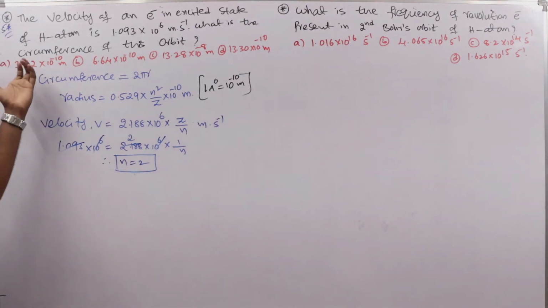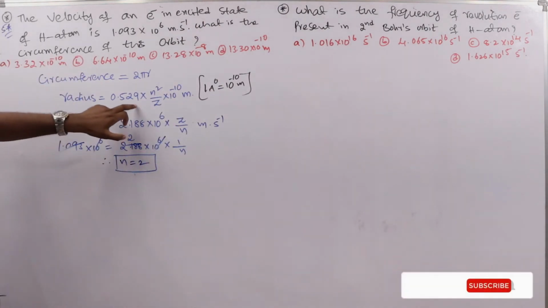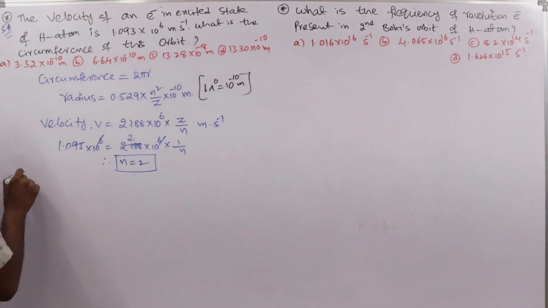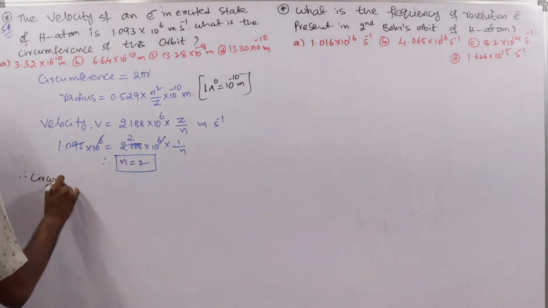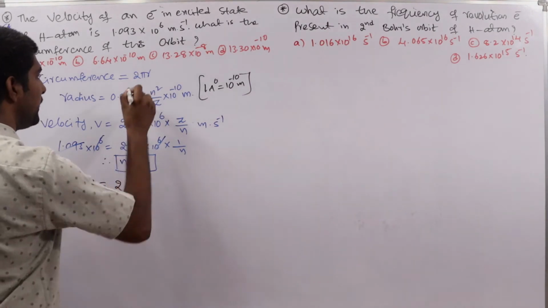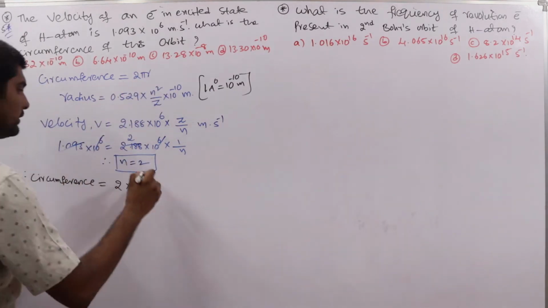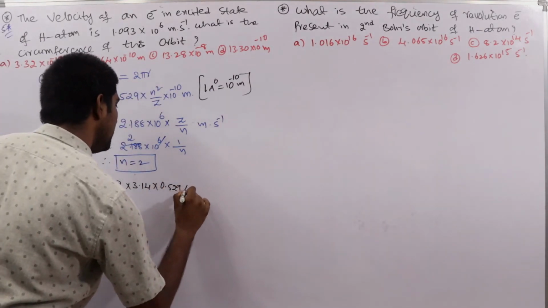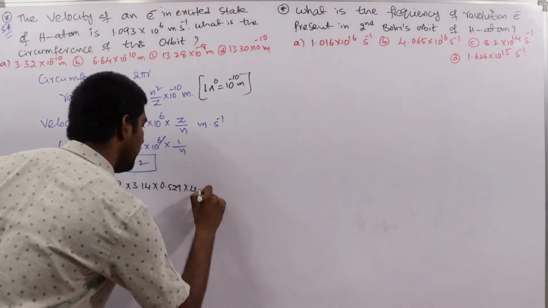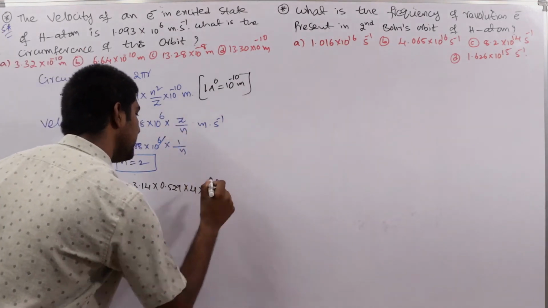So we have to find out the circumference of this second orbit. Now first substitute n value in this relation. So therefore, circumference is equal to 2 into pi value, we can take it as 3.14 into, now radius 0.529 into n square. So n equal to 2, so 2 square is 4, into 10 power minus 10.